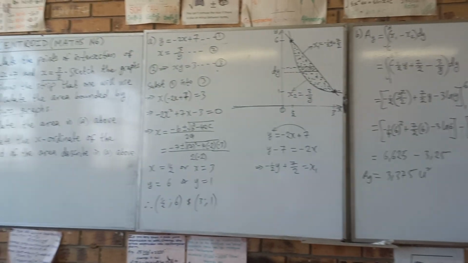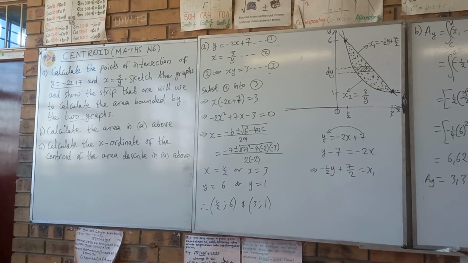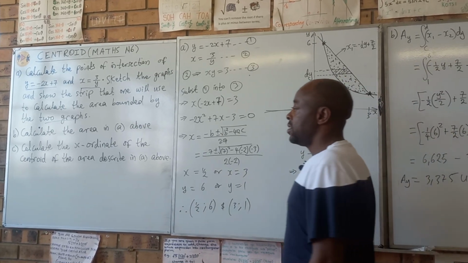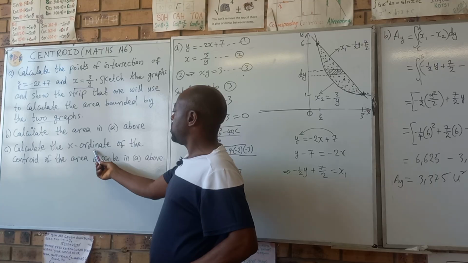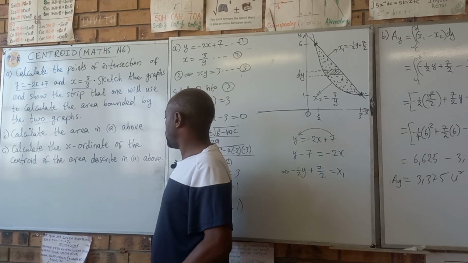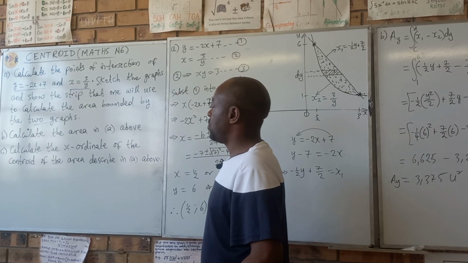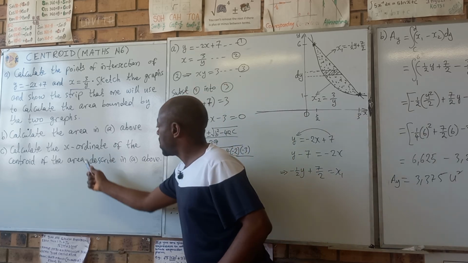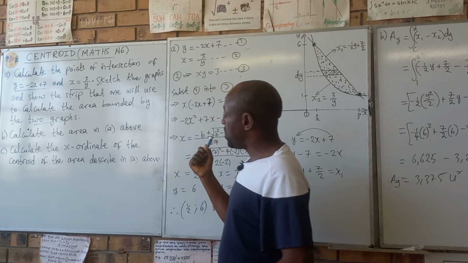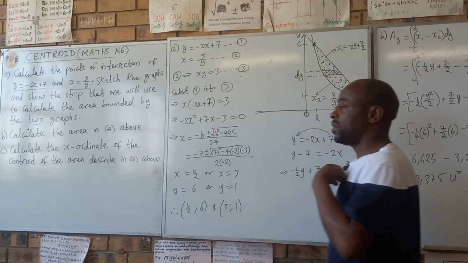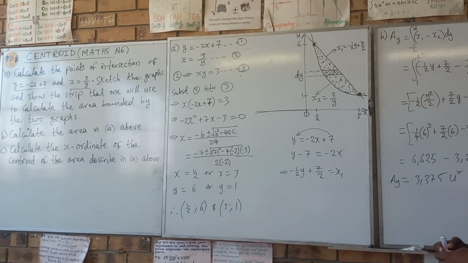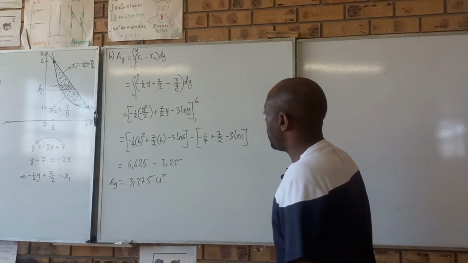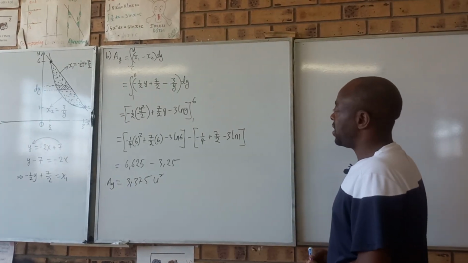So we can now go to the last part of the problem, which requires us to calculate the x-ordinate of the centroid described in A. So they make life easy by taking you directly to the x-ordinate. As I'll keep saying, if they wanted you to struggle, they would say calculate the distance of the centroid from the y-axis. So you see we got to the same area as before.